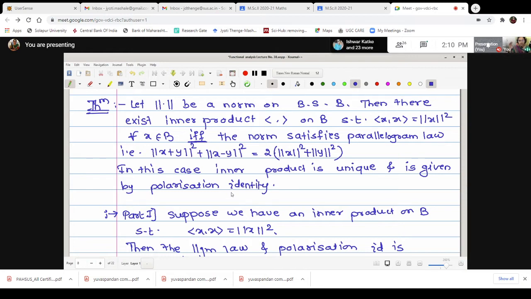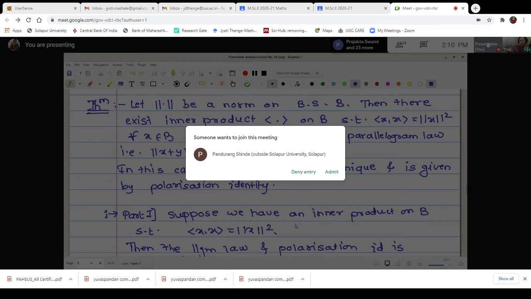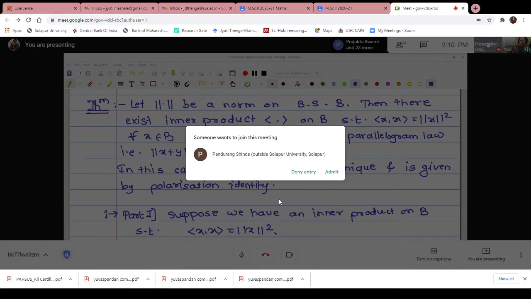Now, in the first part, what to assume? We have an inner product, and the aim is to show that the norm satisfies the parallelogram law. Already assuming an inner product on the Banach space B, the relation between inner product and norm is given by inner product x with x is norm square of x, and we have proved that this norm satisfies the parallelogram law and polarization identity both. Okay, therefore one part of the proof was readily true.